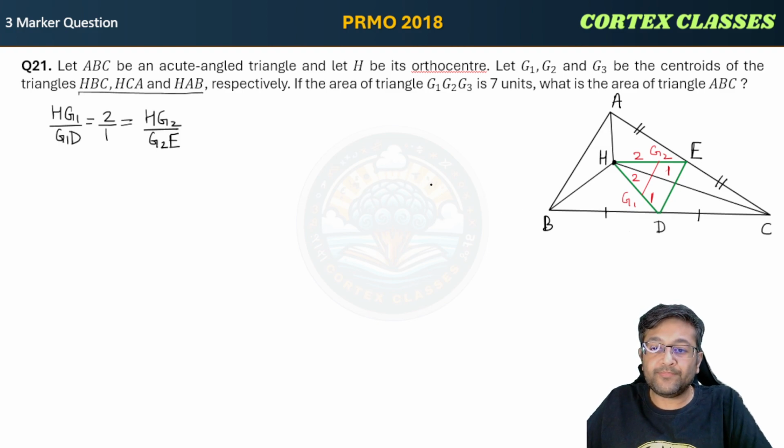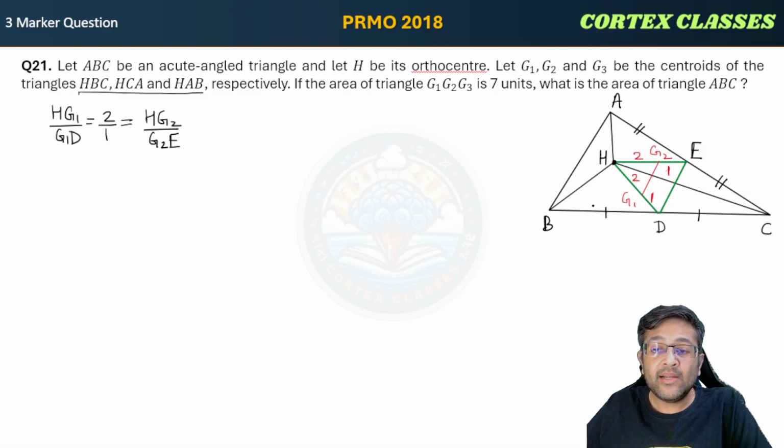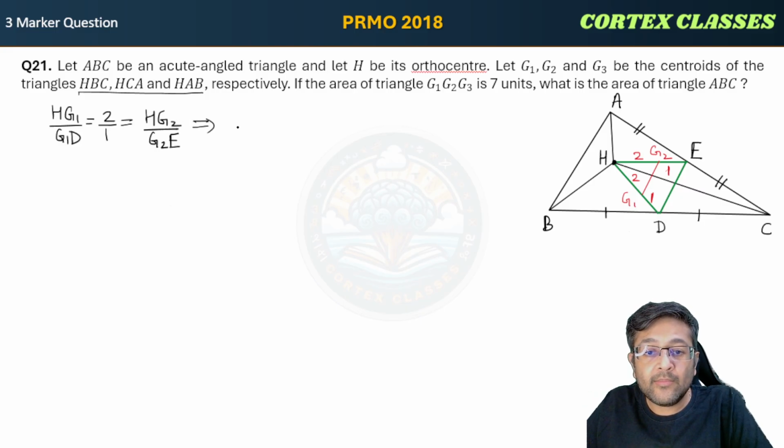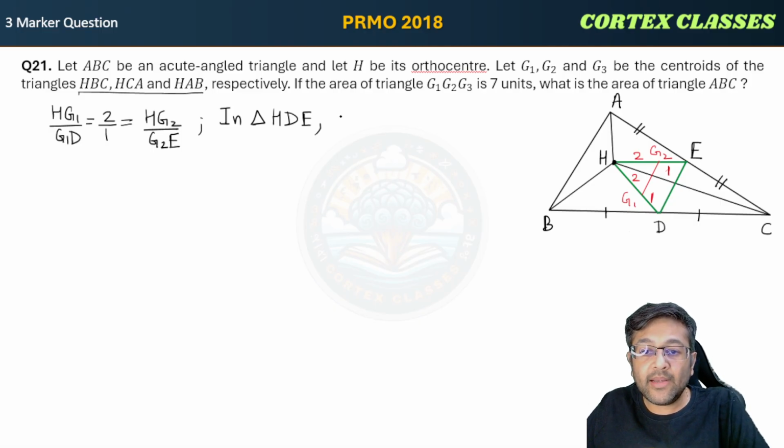So guys, let us understand one thing. Can I say now, see the triangle HDE. In triangle HDE, since G1, G2 are both dividing the lines HD and HE in the same ratio, 2:1, doesn't that mean that G1G2 is parallel to DE? Right? Let me write here. See, in triangle HDE, two of the sides are in the ratio 2:1. Right? Let me show you.